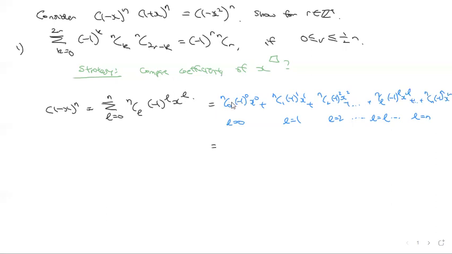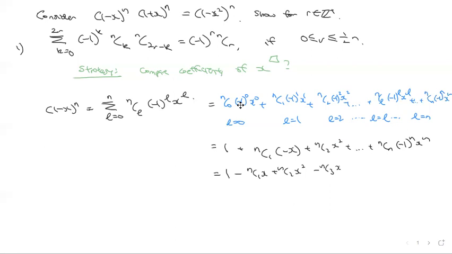In other words, we're saying it's 1 plus nC1, which is n, times negative x, plus nC2 x squared, plus dot dot dot, plus nCn (-1)^n x^n. In other words, it's 1 minus nC1 x plus nC2 x squared minus nC3 x cubed plus nC4 x^4 minus nC5 x^5, etc. That's basically the pattern we're saying. Does that make sense?